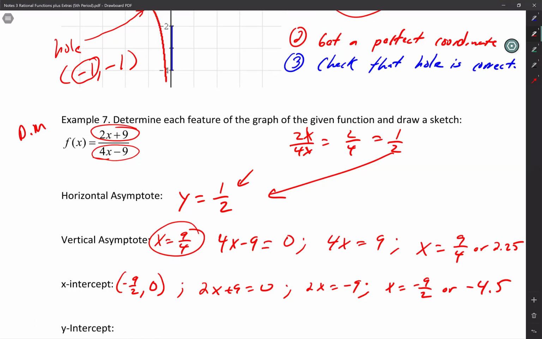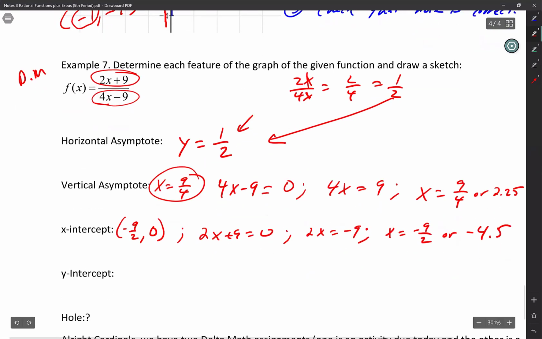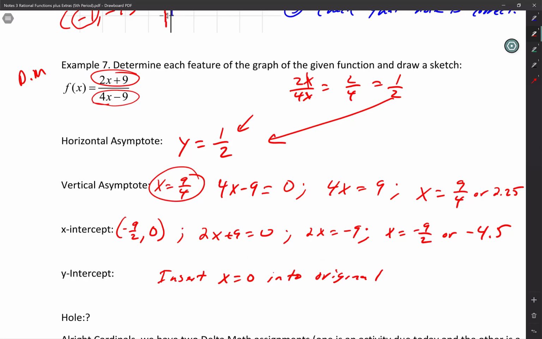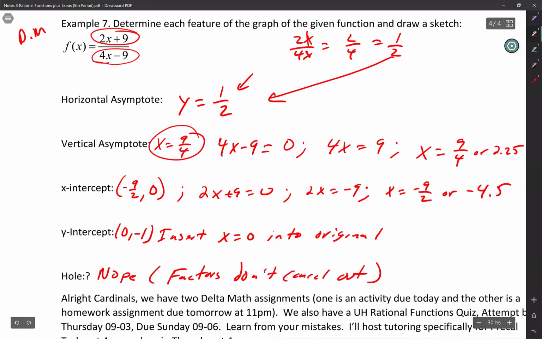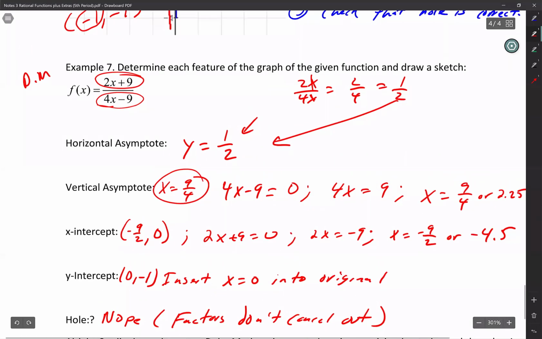There's my ordered pair. My y-intercept, that one's simple, guys. Insert x equals 0 into the original. If you have it factored out, you can insert it into whatever factors you have remaining. Negative 1. 0, comma negative 1. Holes? Nope. Factors don't cancel out. And they also want a sketch.